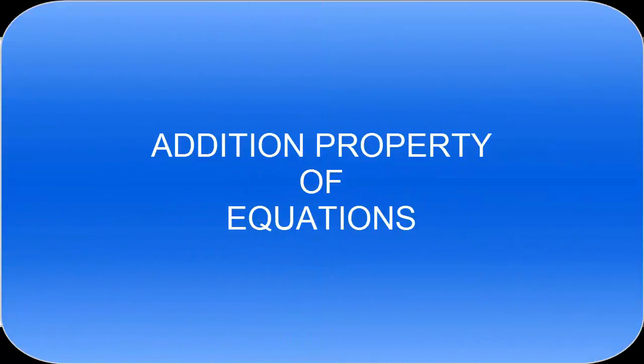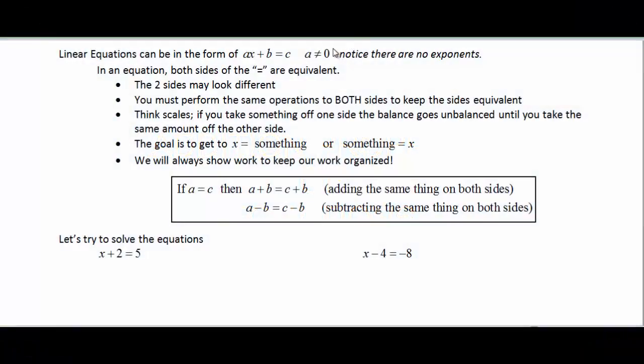This video will talk about the addition property of equations. So a linear equation can be written as ax plus b equals c. And when you look at that, you're thinking, wow, there's a lot of variables in that. Well, there's really only one variable. The x is the variable here, and a, b, and c are going to be numbers.